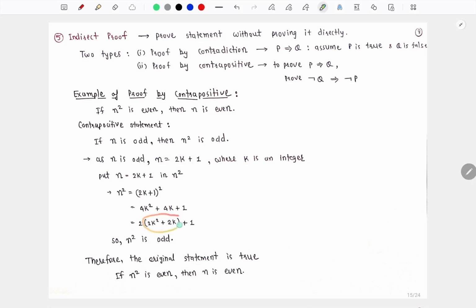Here 2k square plus 2k is even because it is a multiple of 2. So if we add 1 to the even number, we will get a whole number as odd. So n square is odd, which we need to prove. So if n is odd, we have proved that n square is odd. So the original statement is true. Why? Because the contrapositive of the given statement is true. The original statement is true. So we can write like if n square is even, then n is even.